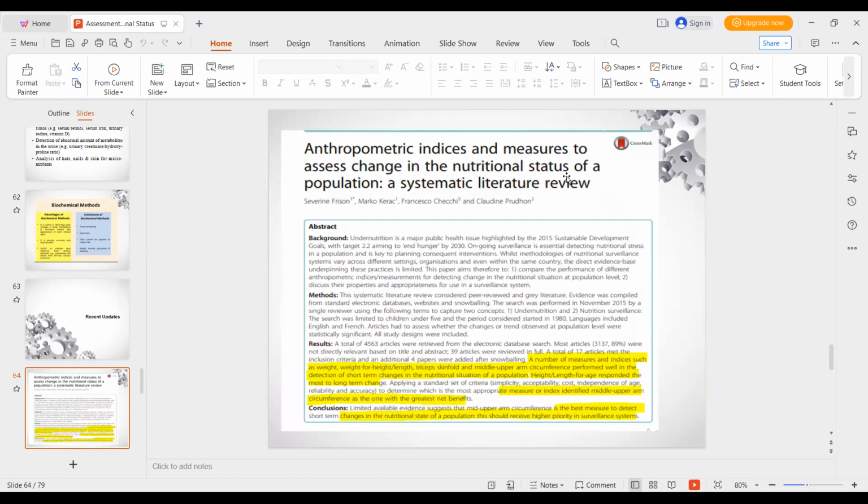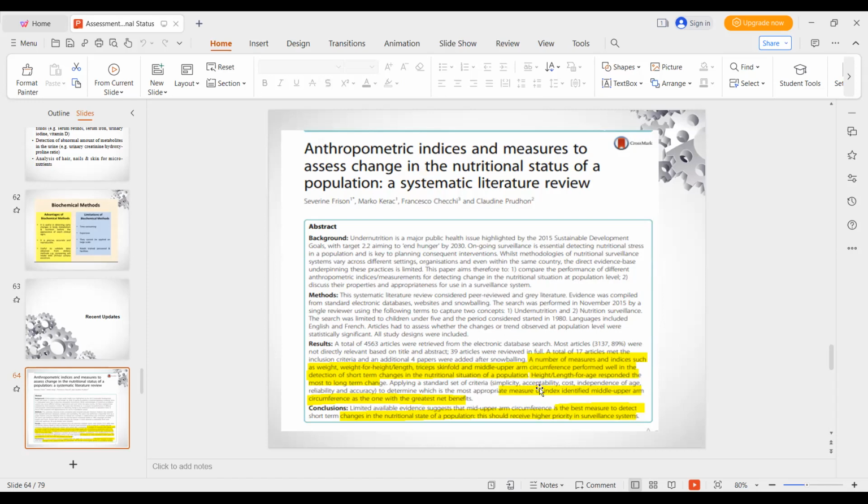Anthropometric indices and measures to assess the changes in the nutritional status of the population, a systematic literature review. This article aims, therefore, to compare the preference of different anthropometric indices measurement for detecting change in the nutritional situation at population level. Second, discuss their properties and appropriateness for use in surveillance system.